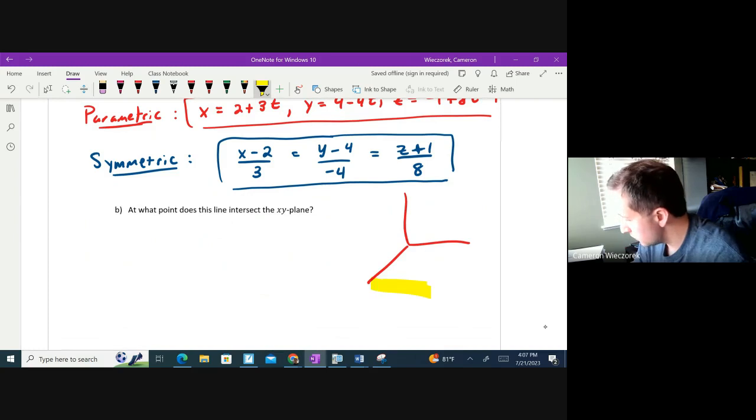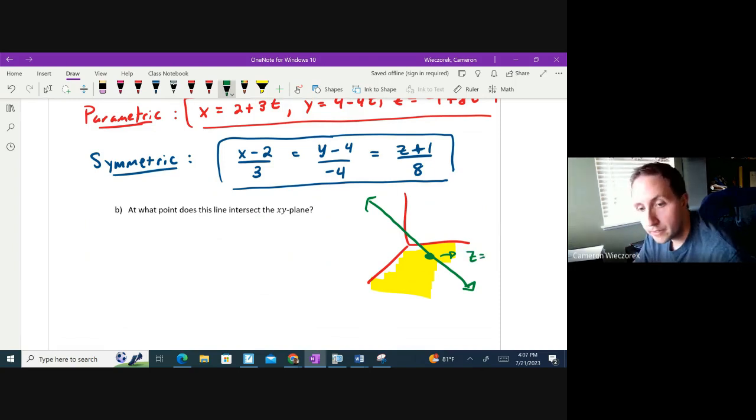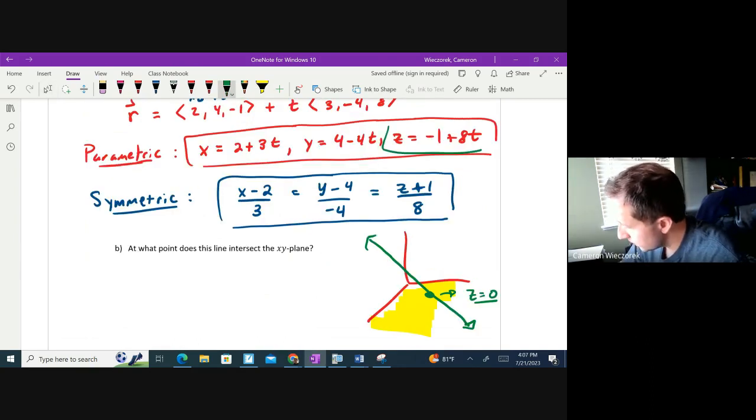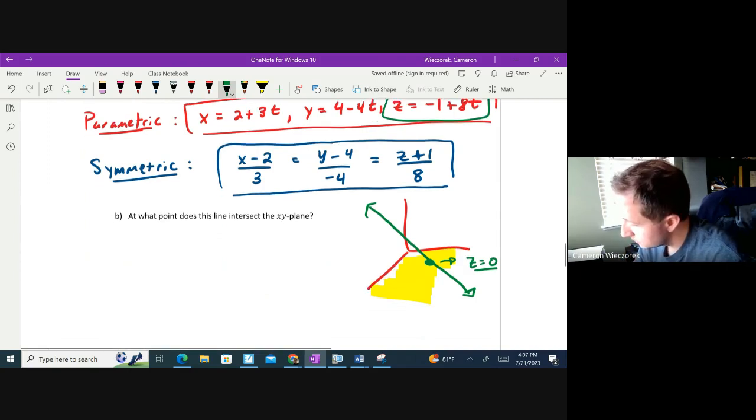Here's your xy plane down here on the ground. Let's just say the line looks something like this. The point where it intersects the xy plane would be the point when z is equal to, see if you can think about that on your own for a minute, should be z equals 0. So all I really need to do is take my equation for z, set it equal to 0 and solve for t. And then I can plug it back in.